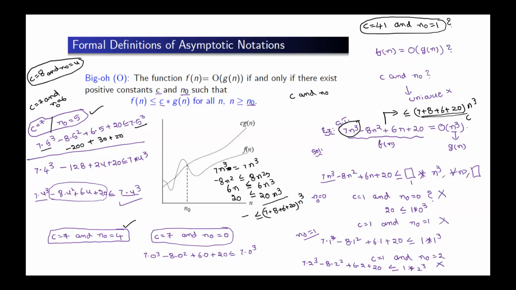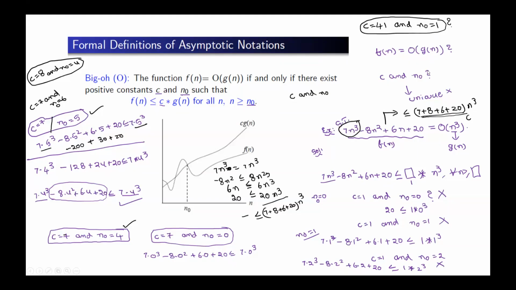So what is the simple logic here? In this case, you take positive values for all coefficients which are present here, and that sum 7 plus 8 plus 6 plus 20, we consider it as C. And n naught you put greater than or equal to 1. Automatically it becomes true or not? True. N naught equal to 1, it is true.